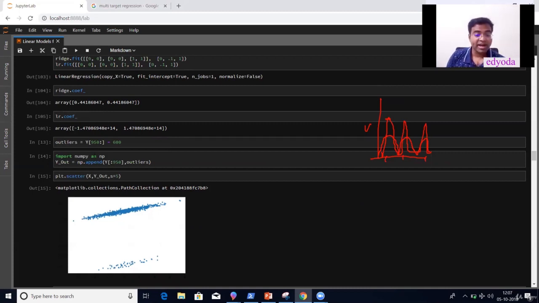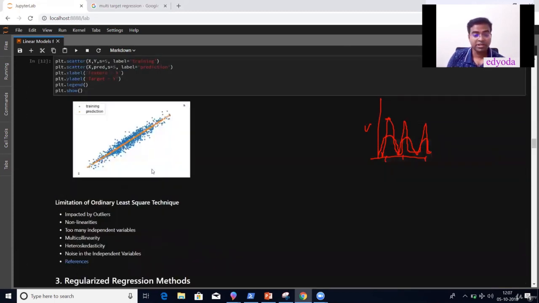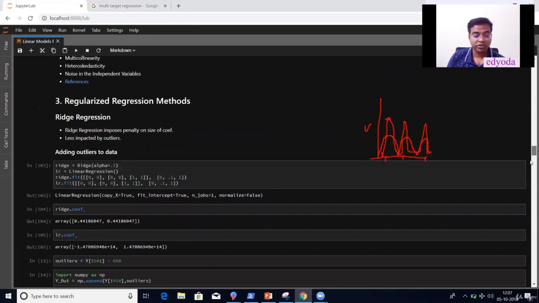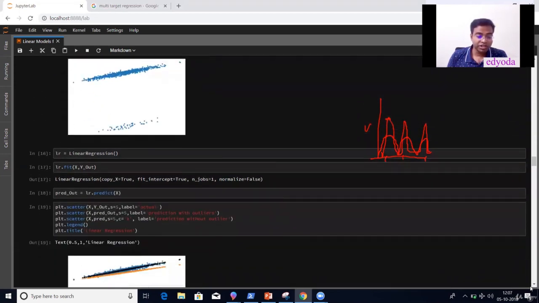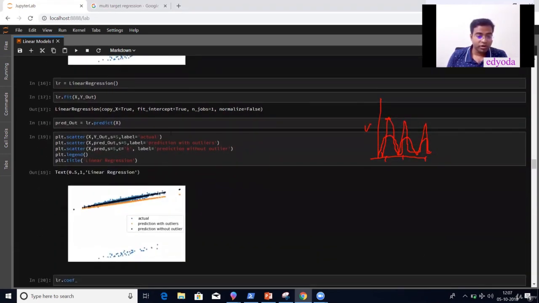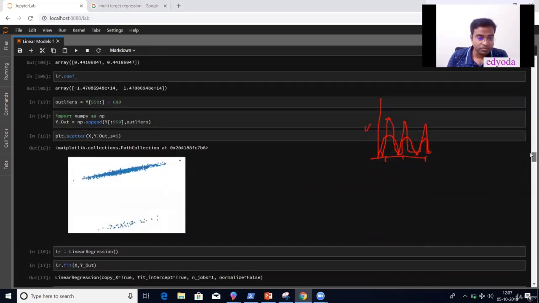Let's now add some outliers to the data we used in our previous example. Now the data became like this: this is most of the data, and this is the outliers we just added. Now we want to see the impact on linear regression and ridge regression. We train the linear model and get the output, and we train the ridge regression and get the output.